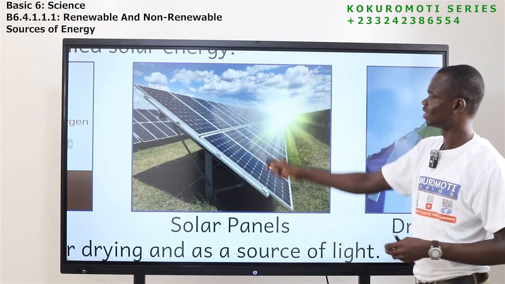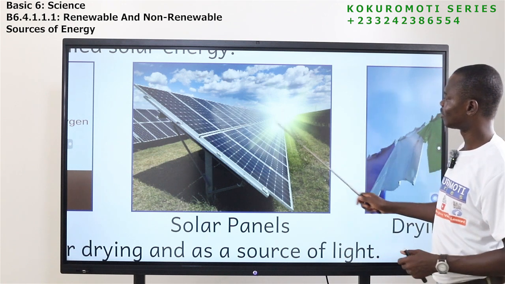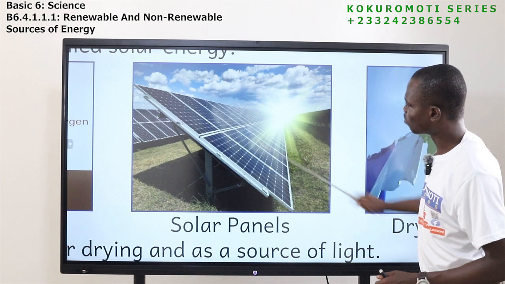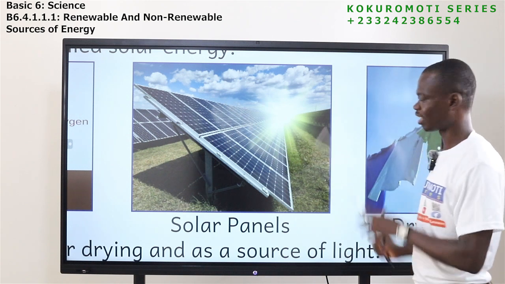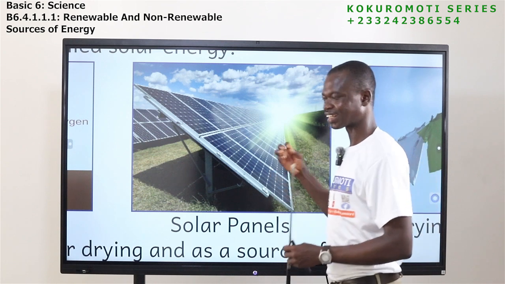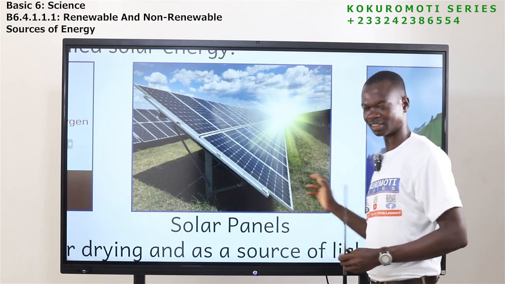This picture, what do you see here? This is the sun, right? And we have this board-like thing. They are not boards, they are solar panels. These solar panels are charged by the sun, and it is used to generate electricity.